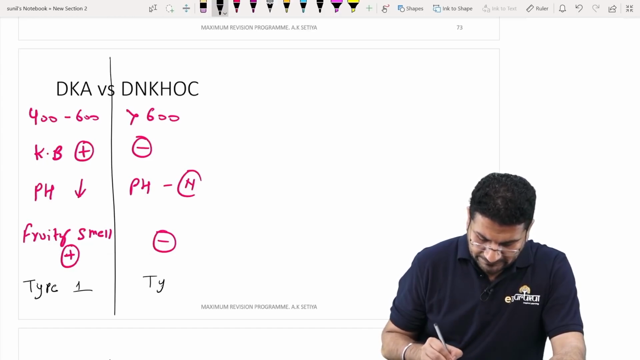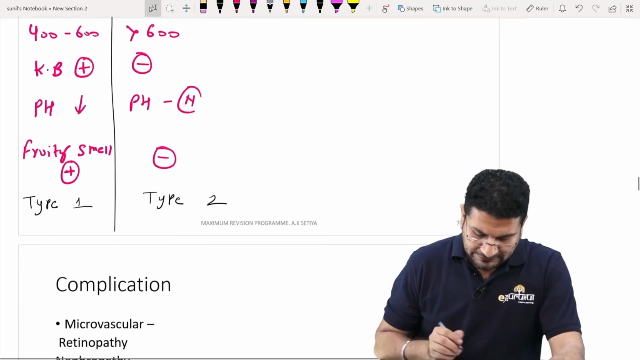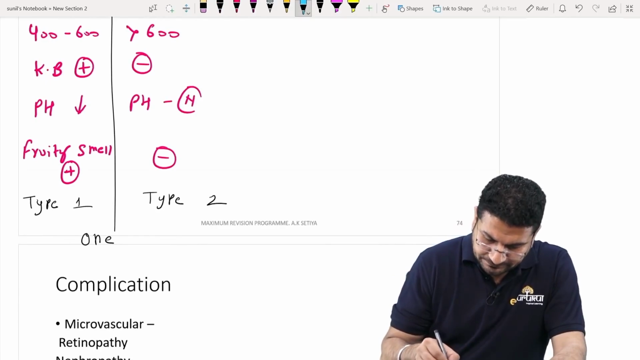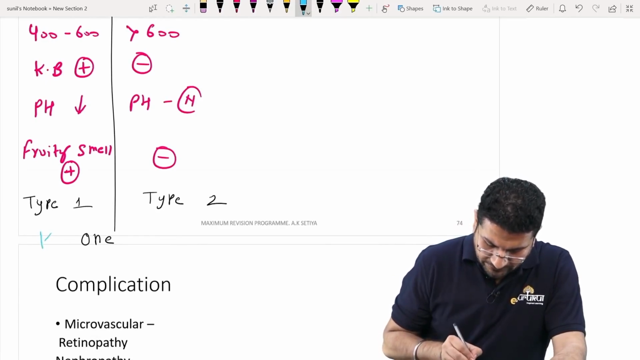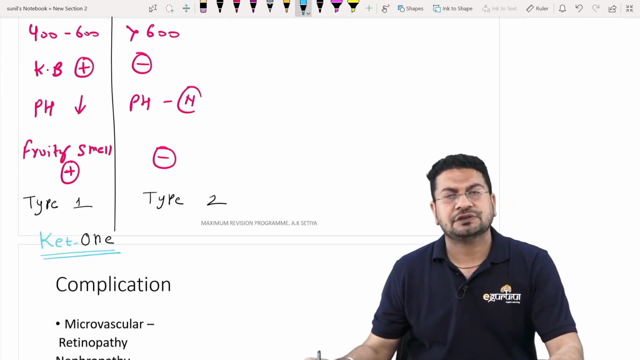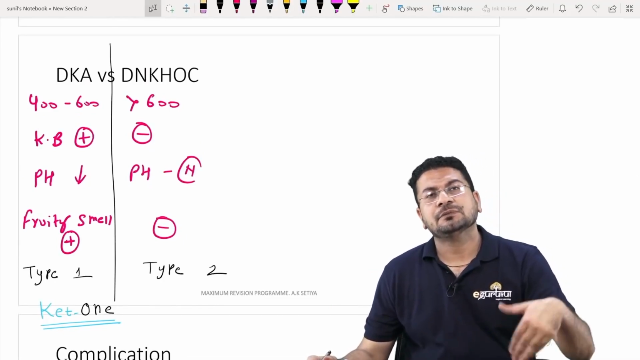And coma cases are more associated with type 2. So just understand this. If I fill in the blank, ketone. So ketone are more associated with type 1. So understand this, ketone bodies risk is more in type 1.